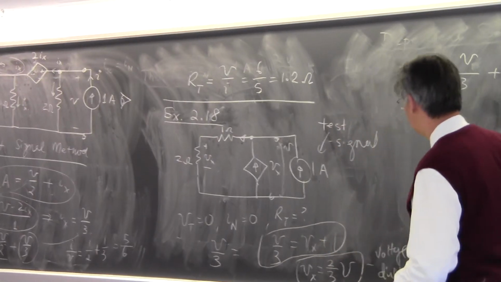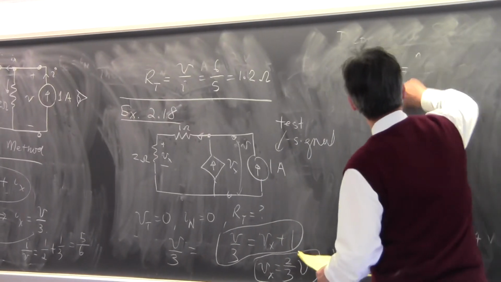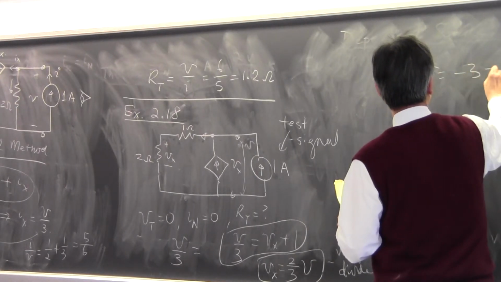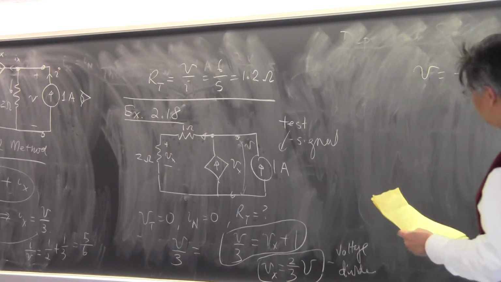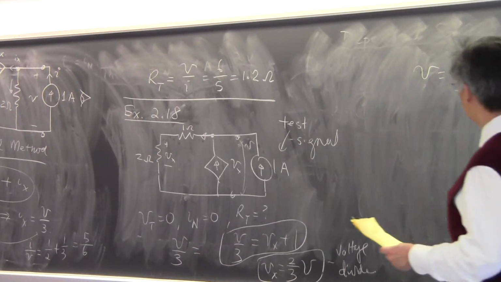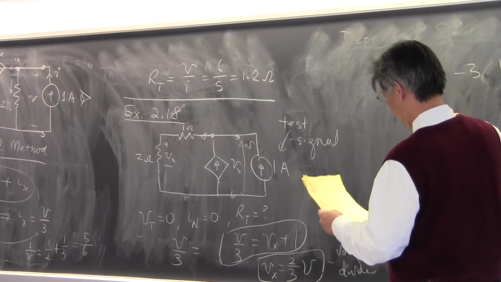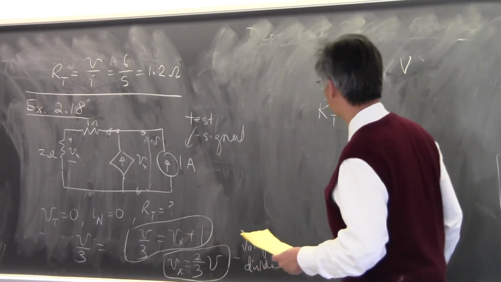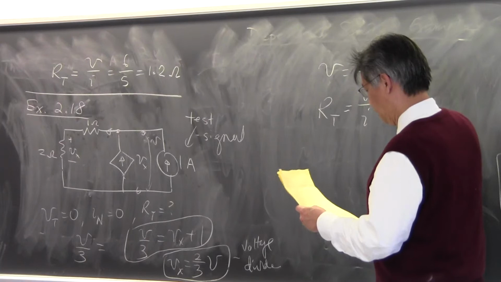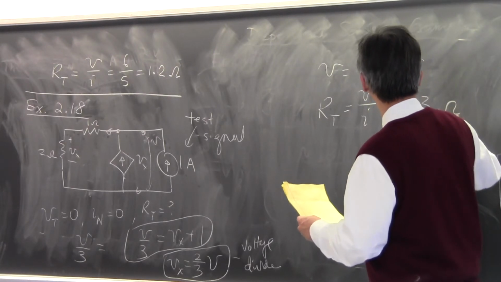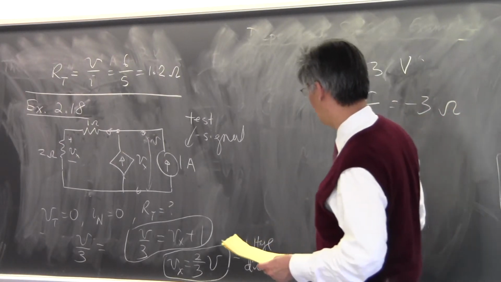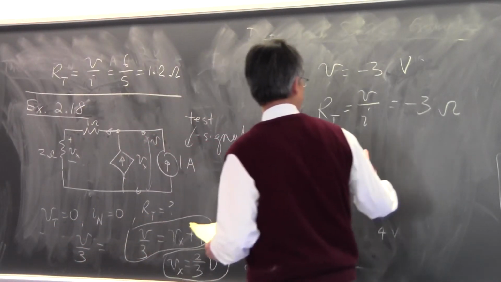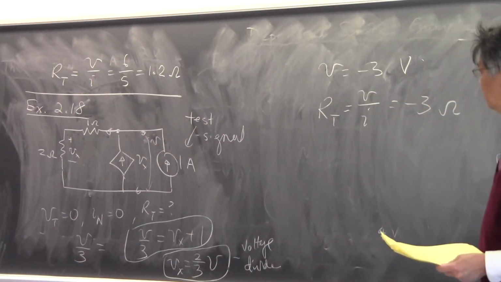Now I have two equations and two unknowns, so I solve. When I solve for them, I get that V is equal to minus 3 volts. That's what I get. Then R Thevenin will be just V over I in this test signal method over here. V is minus 3 volts, I is equal to 1 amp. So I get minus 3 ohms.